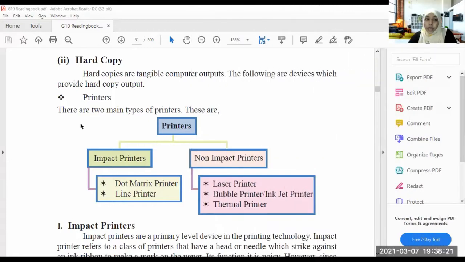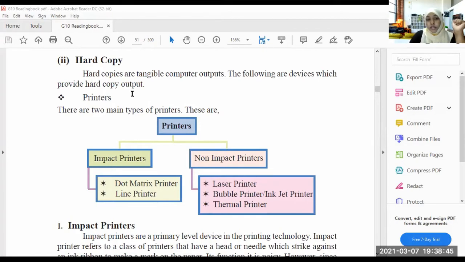So, the hard copy are tangible computed outputs. The following are devices which provide hard copy outputs. Hard copy outputs are the copies which we can touch. It is tangible. Okay, we can touch it and we can see it. We can touch it and feel it actually.